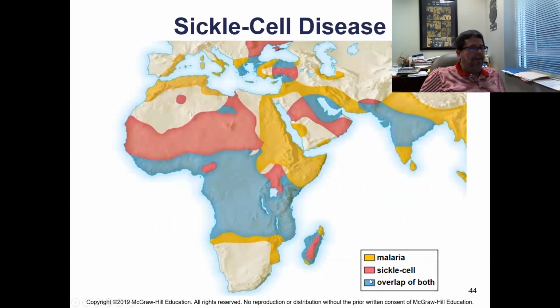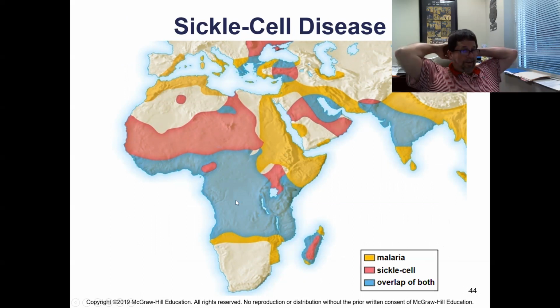And if you look at this crazy map here, this is where malaria occurs. Yellow is where malaria occurs, and the blue is where sickle cell is very common. So where you see the overlap, both red and yellow and blue here, you have malaria and sickle cell trait.